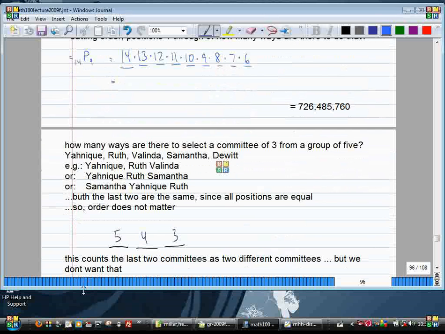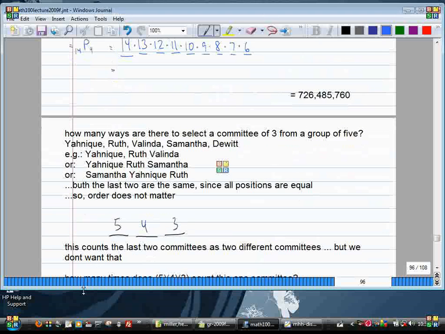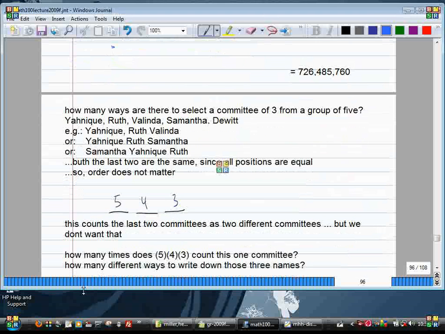So what do we have to do? Well, the thing is, we've counted committees that are the same. We've actually counted them as different. How many times have we counted each committee? Each same committee. For example, Yannick, Ruth, and Samantha. How many times are we going to count that committee? Well, we will only want to count it once, but how many times have we actually counted it? Well, the number of ways that we've actually counted it is the number of different ways that there are to write down the names.